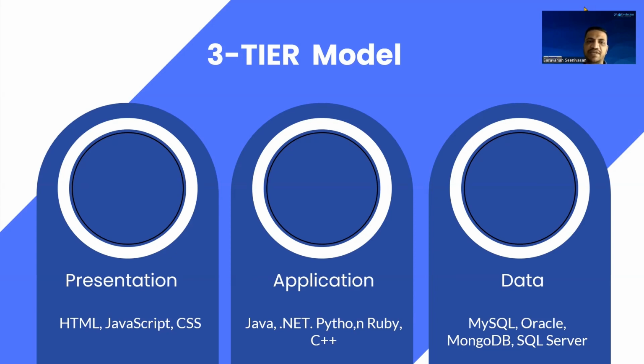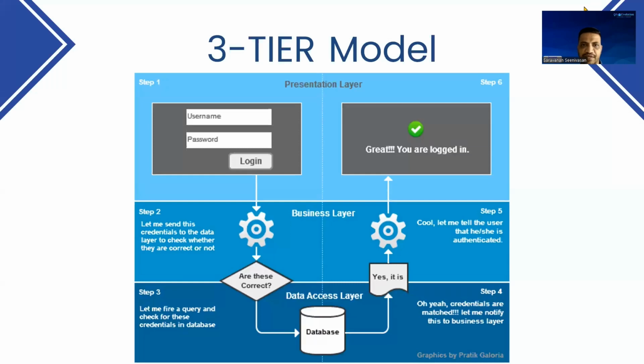On top of that, we have the presentation layer to bring better usability, to make it easily accessible and user friendly. We will be using a lot of JavaScript, HTML, and CSS properties to make the application presentable. So this is the three-tier model that any application has. For example, from the presentation layer, the user is going to feed the username and password.